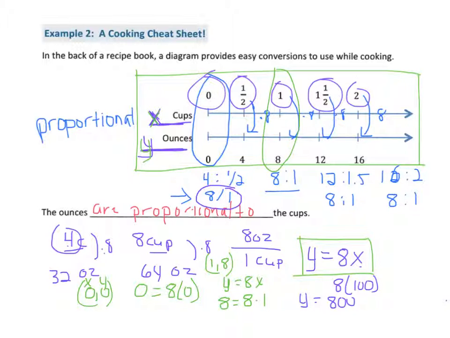What about 2, 16? We'll test this one. So my ordered pair is 2, 16, because this is my x, this is my y. So if I use the equation that I wrote, does it make a true statement? Does 16 equal 8 times 2? It does. So I know that my equation is correct.